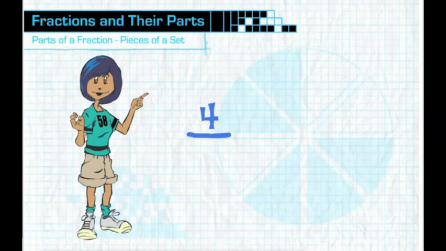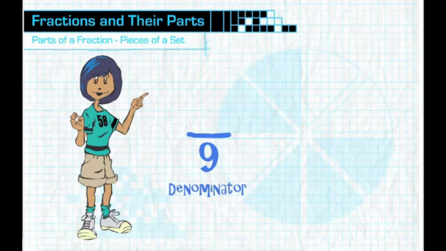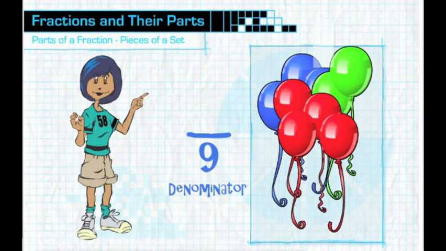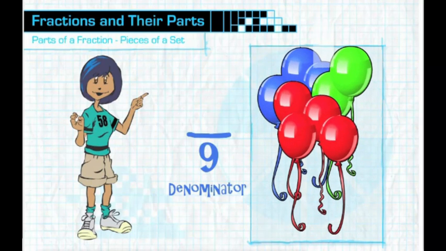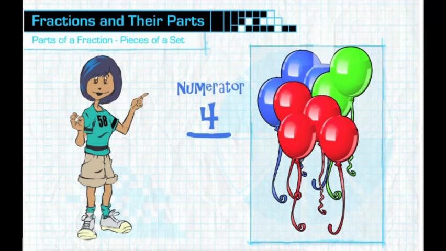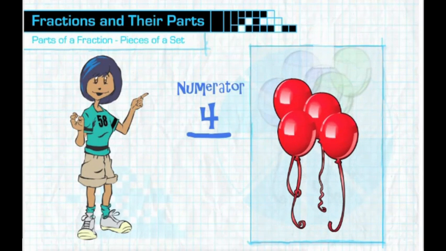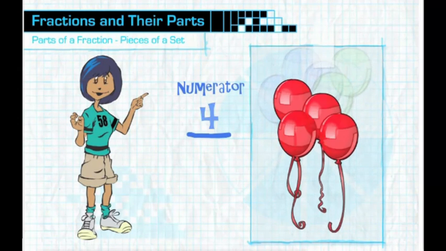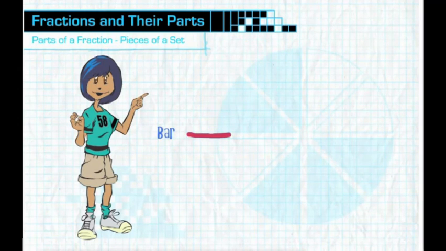Fractions can also be used to indicate members of a set, or objects of a group. In this case, the number below the line, the denominator, tells us how many total balloons, or members, there are in the bunch, or set of balloons. The number above the line, the numerator, tells us how many red balloons, or members, we are considering from the entire set. Remember that it is the bar that separates or divides the numerator from the denominator.